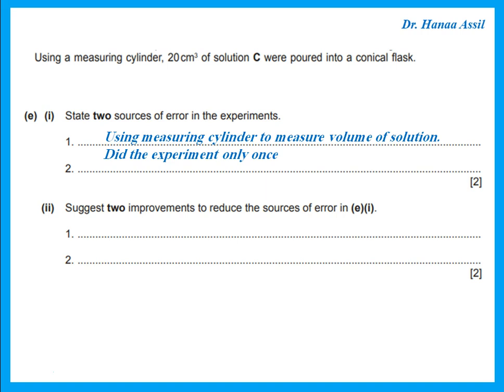So just two improvements. Instead of using a measuring cylinder, how can I improve it? I can use either a pipette or a burette. And the fact that he did the experiment only once means we're not really sure the results are correct, so we should repeat and take average results.